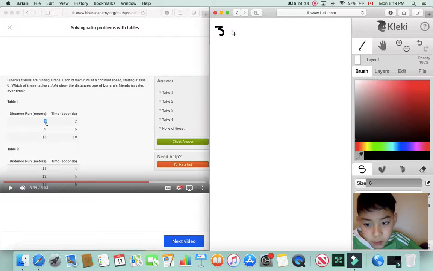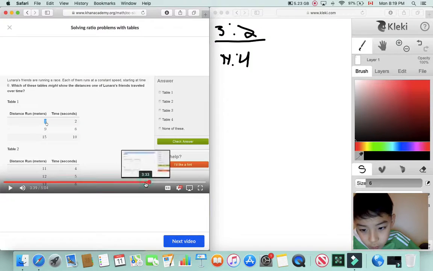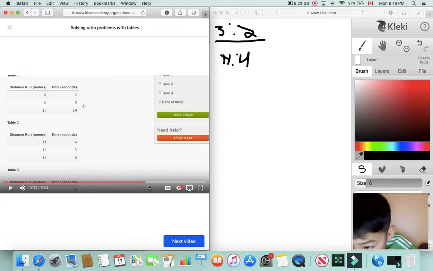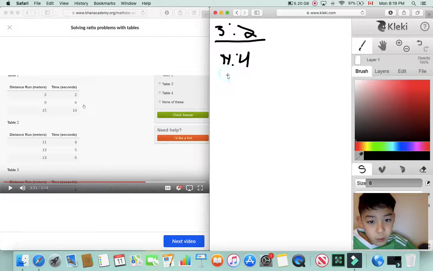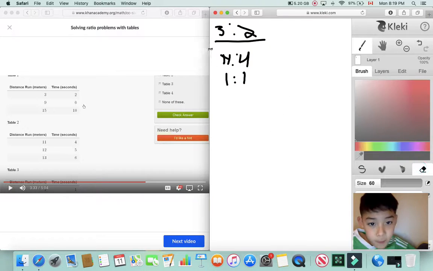3 meters to 2. That's what I'll write. The next one says 11 to 4. And the last one says 1 to 1. Pop them.